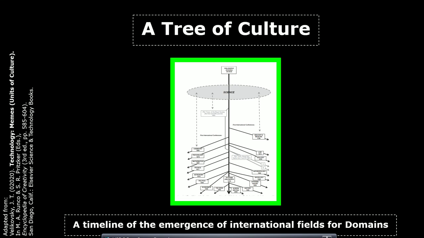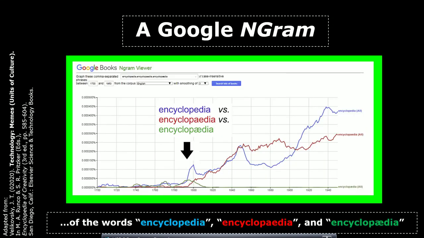This leads further to what I call a tree of culture, which is a timeline of when various first international conferences occurred for various domains in science and culture. So that's interesting to examine. The domain of screenwriting only had its first international conference officially in 2008, so it's quite a young domain compared to philosophy or mathematics, shall we say. More detail in the chapter.